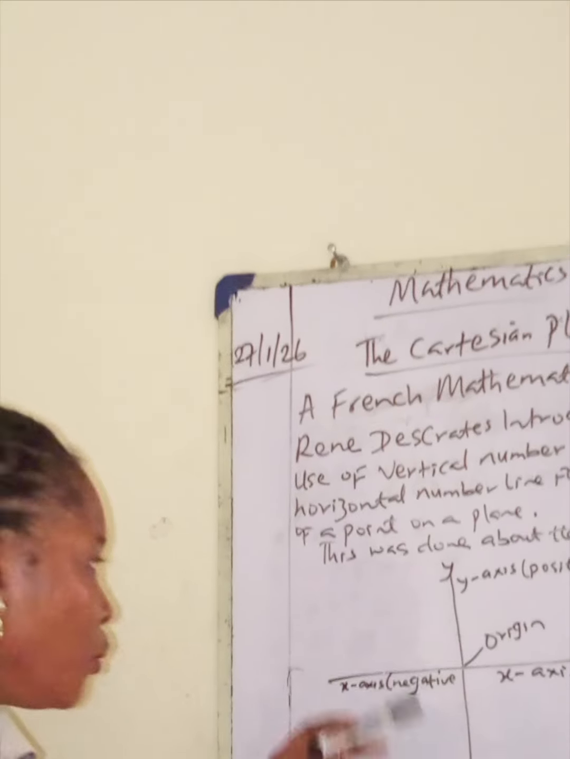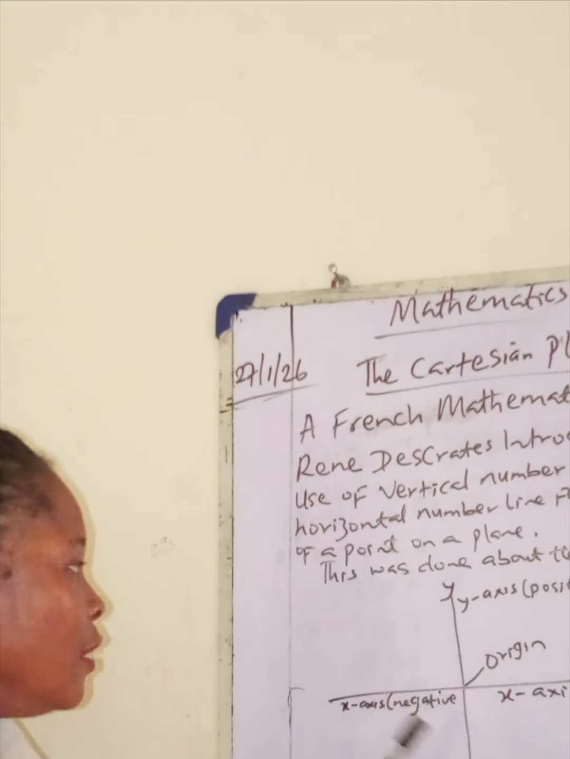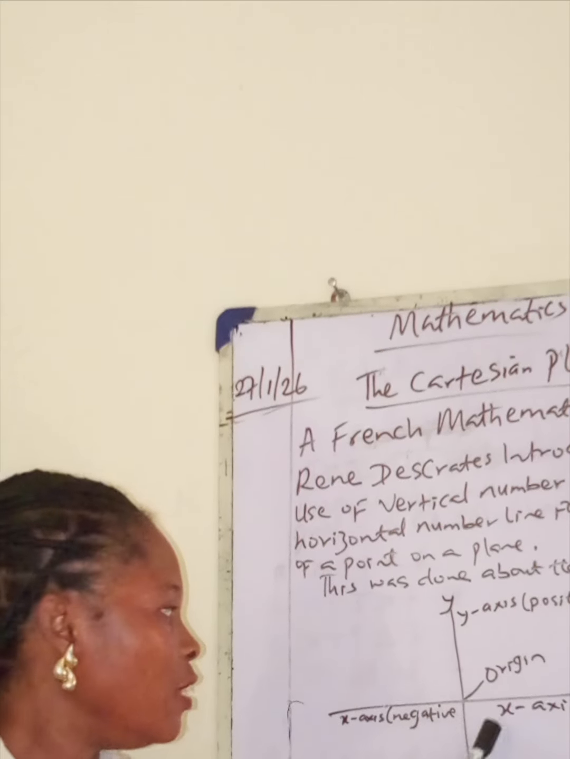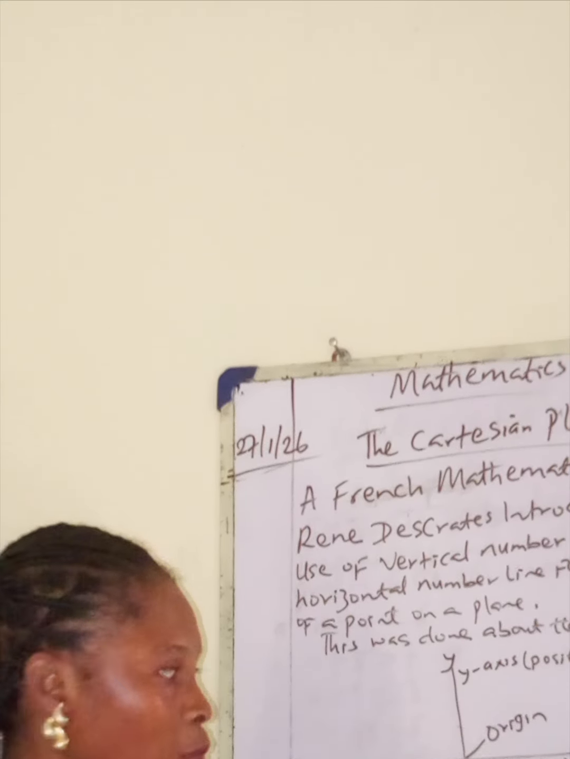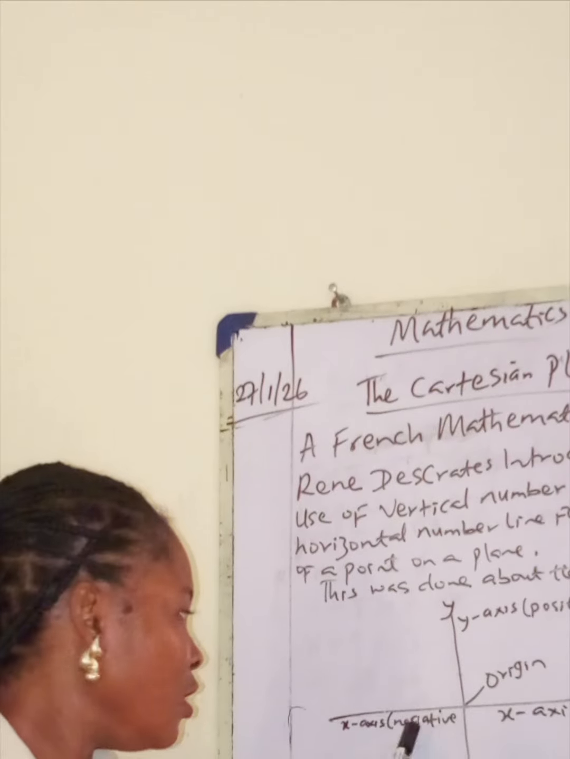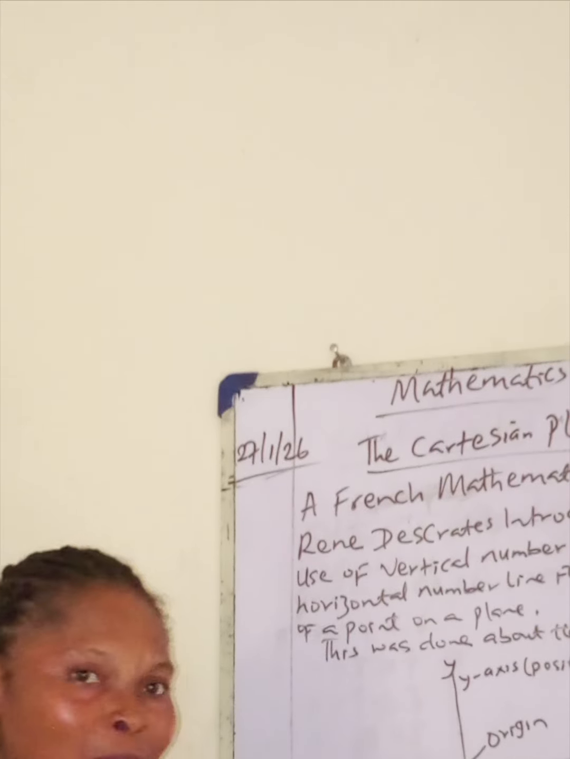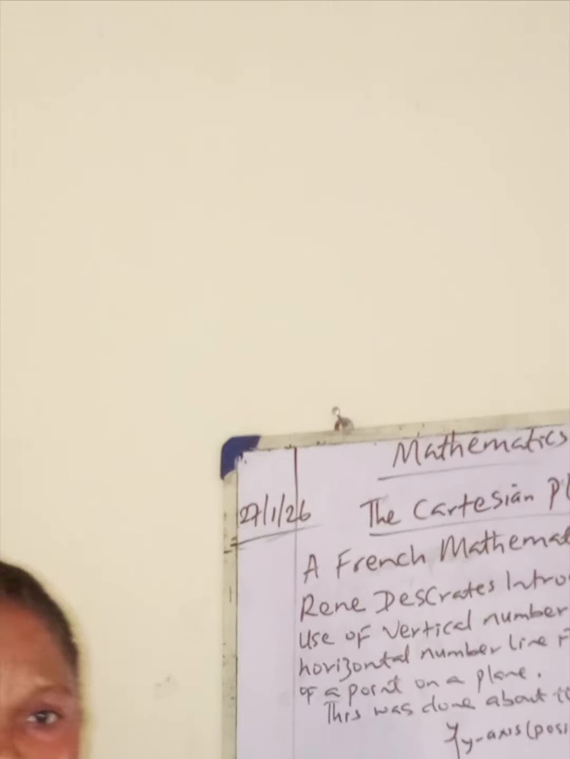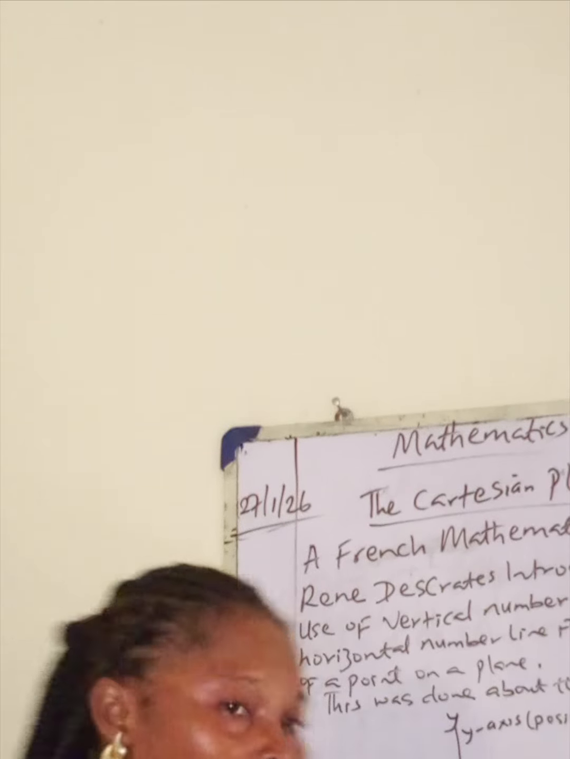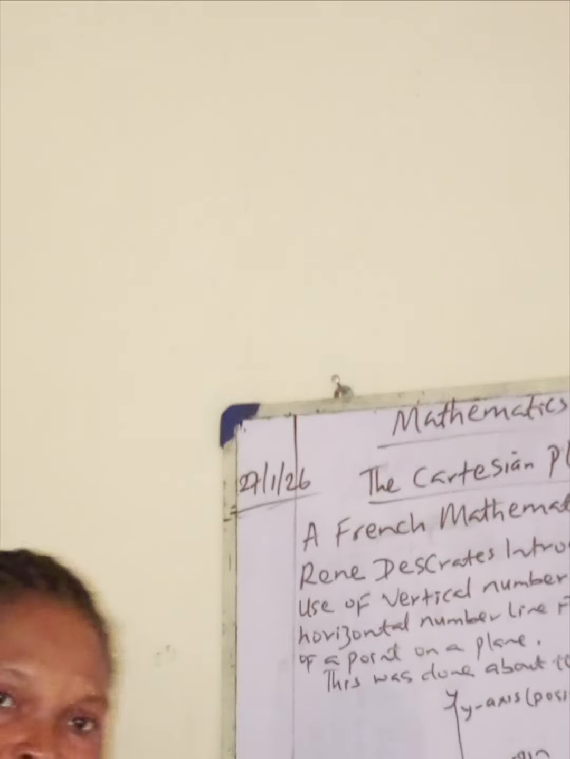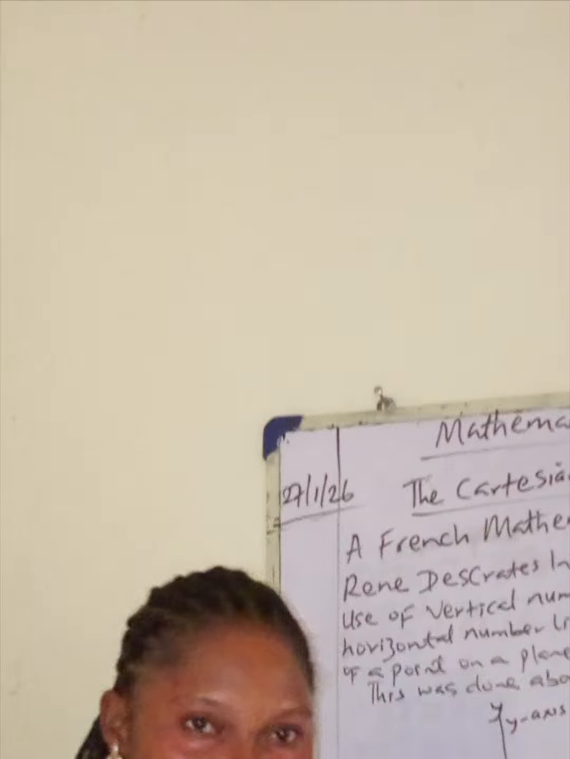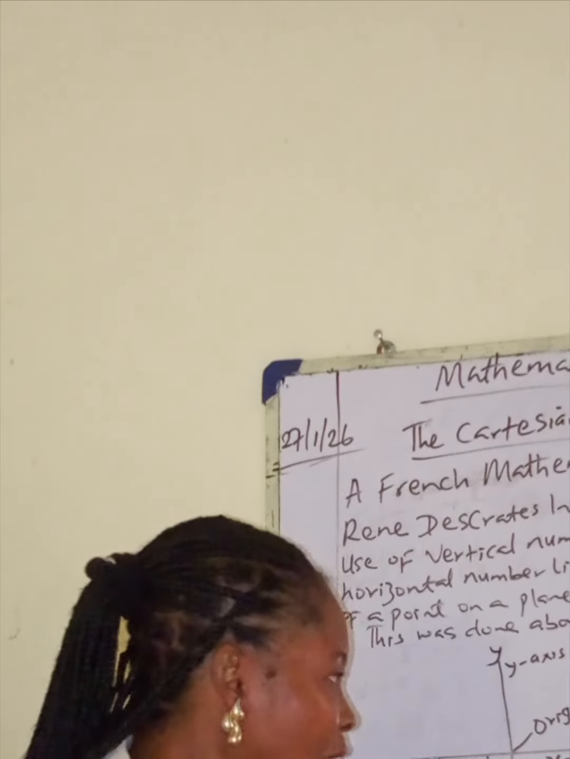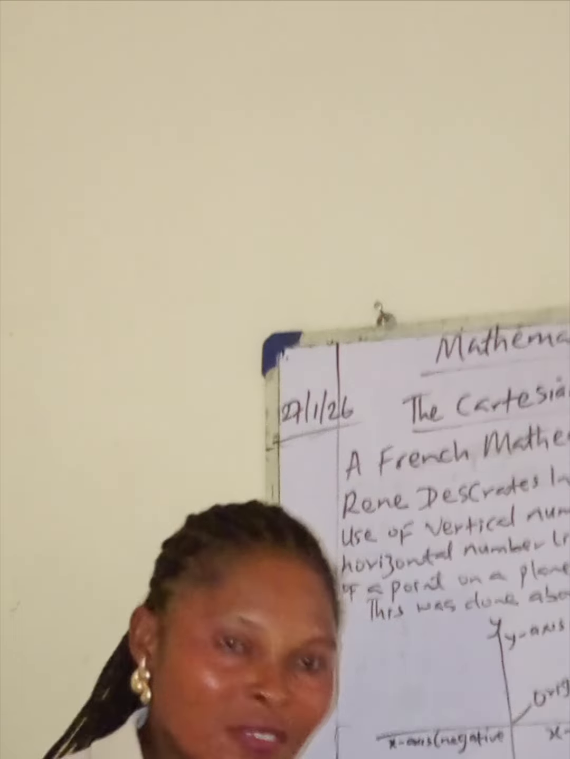This is an example of a Cartesian plane. This point is called our origin. This is the x-axis, the positive part of it. This is the x-axis, the negative part, just like the number line we did in our previous lesson on inequality, where you have the positive integers and the negative integers. This line now is the x-axis for the positive numbers, then this is our x-axis for what?